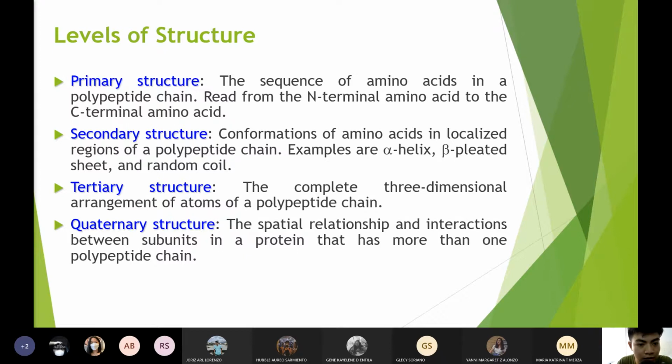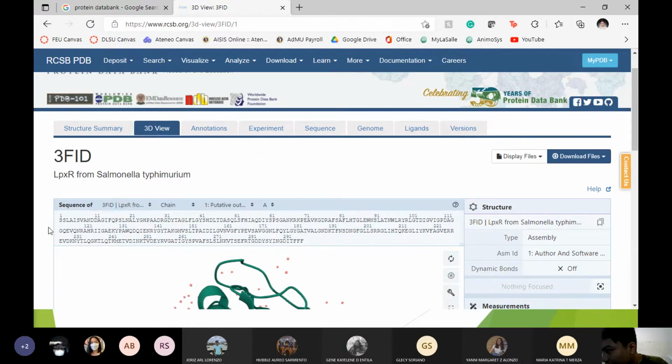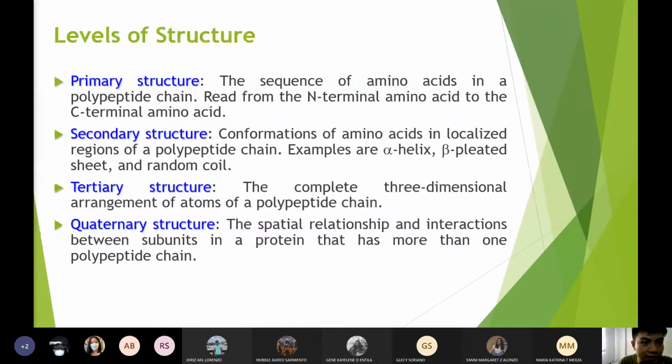No? They collect samples of proteins in the body and then they test it against the record or the database for the SARS-CoV-2. Okay? So for example, in this protein, the LPXR of Salmonella. Okay, so all those letters correspond to the first level of protein structure. That is the primary structure. Okay, so mamaya, balikan uli natin yan.